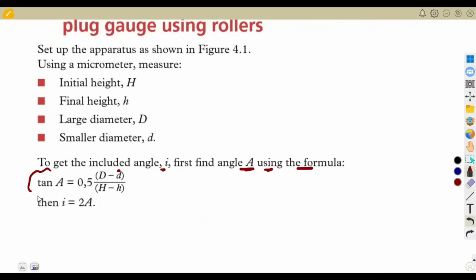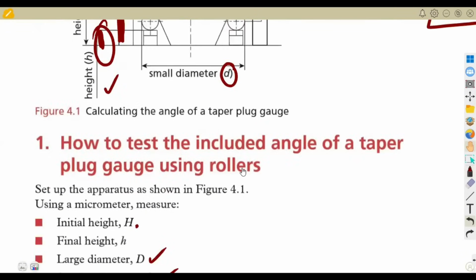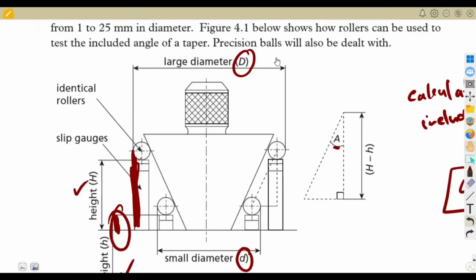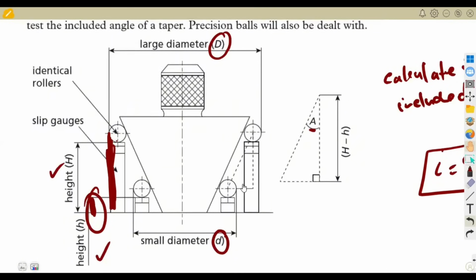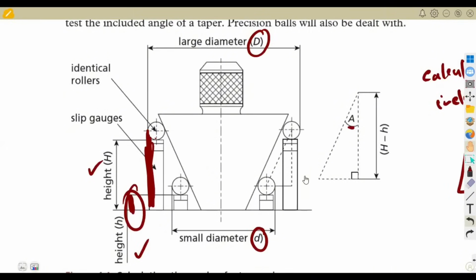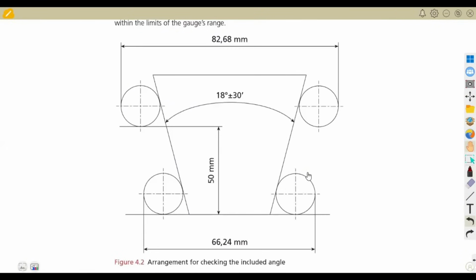So this is the formula that you're going to use. The tan of A is equal to, so remember D is representing the larger diameter, then this small letter d is for the smaller diameter, the one on the bottom. H is the initial height, and this smaller h is for the final height, as we saw from our diagram, the D, the larger diameter, the smaller diameter, and so forth. All right, so this is the idea of our calculation of the included angle.